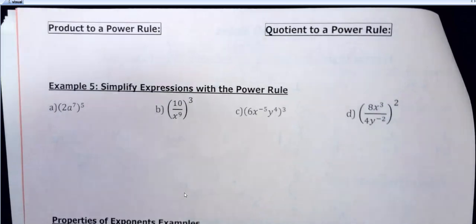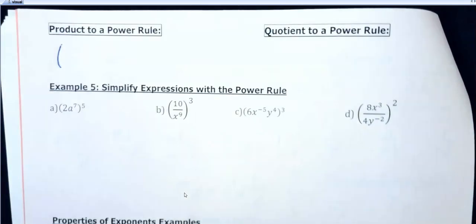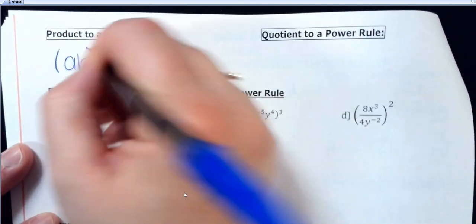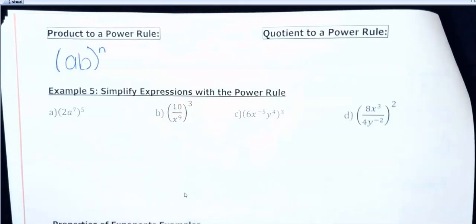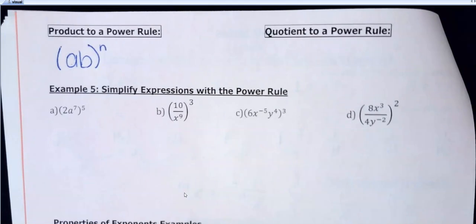Okay, product to a power. Product means I'm multiplying something together. You could have like 3, 4, or 5 things. I'm just going to write two for my basic property. What I'm going to write for my product is (a times b) to the n. All right, no adding or subtracting. These are literally just things being multiplied together.